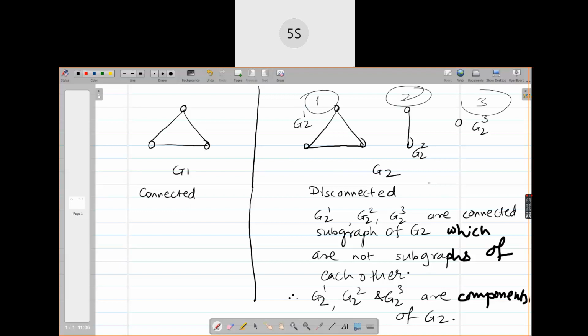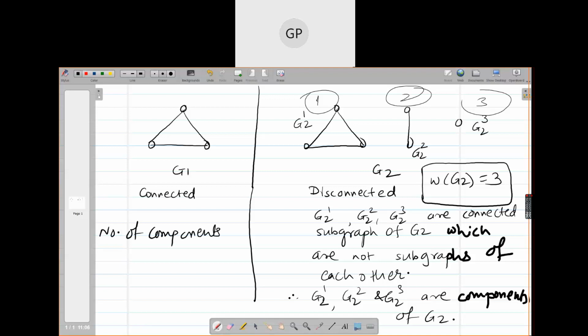And yesterday did we write that number of components is denoted by W of G? Did we write about it? If not, you can write: number of components of a graph is denoted by W of G. Okay? Have you written this?